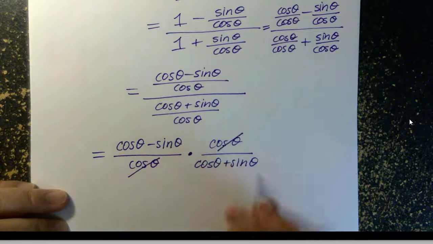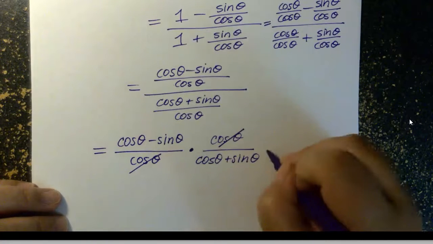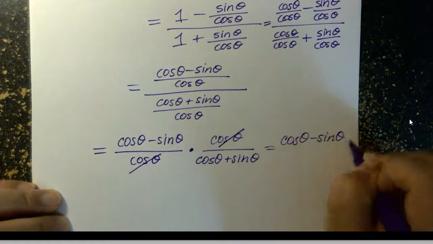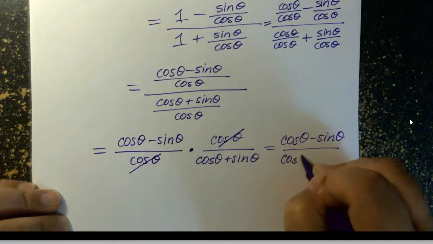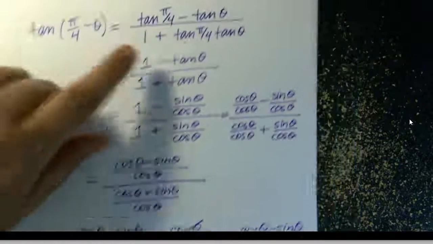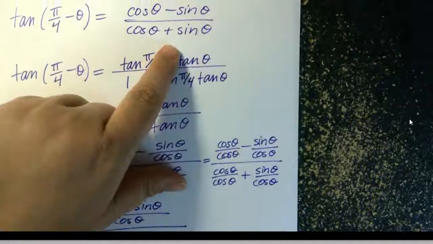That's why the cosines will cancel. And that's why I end up with cosine minus sine on top, cosine plus sine on the bottom, and that is where I needed to go. That's what I was trying to prove, and I have proven it.